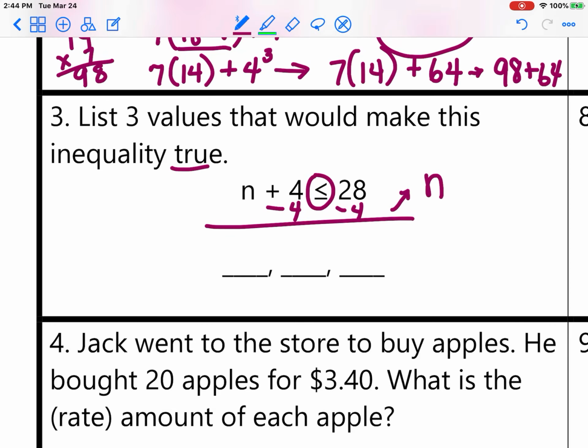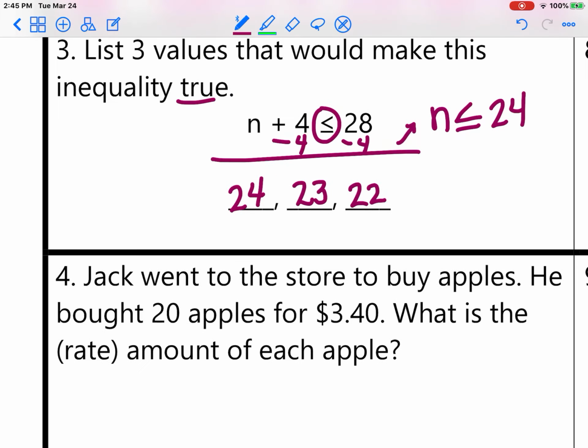So n, keep the inequality symbol because you haven't multiplied or divided by a negative number, is less than 24. Now, 24 is not a possible solution because it is not less than 24, but anything less than 24 is a solution. So I could put 23 or 22 or any other number that's less than 24. Even 23 9/10 would be an answer.